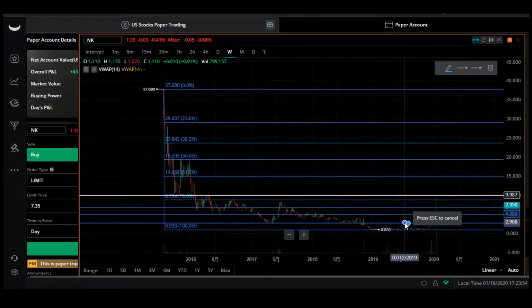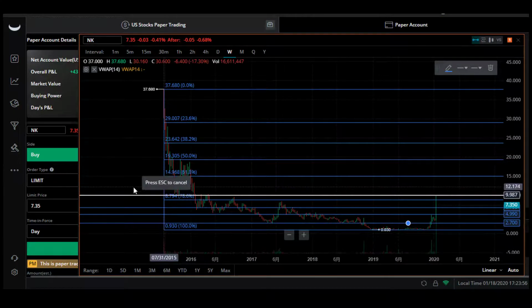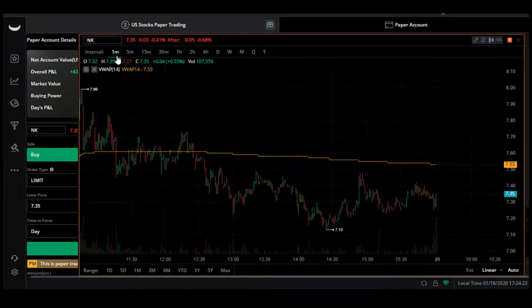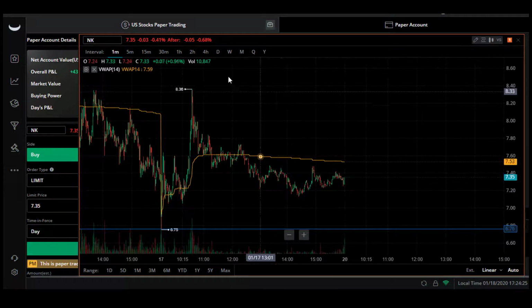If you notice where I'm drawing my lines, I'm putting in all the support and resistance. So here's the support, here's the resistance, here's the support, here is the resistance, and so on. So there are multiple levels within this Fibonacci on the weekly that this stock could have reached. Now let us go down and see if we can see it on the minute chart.